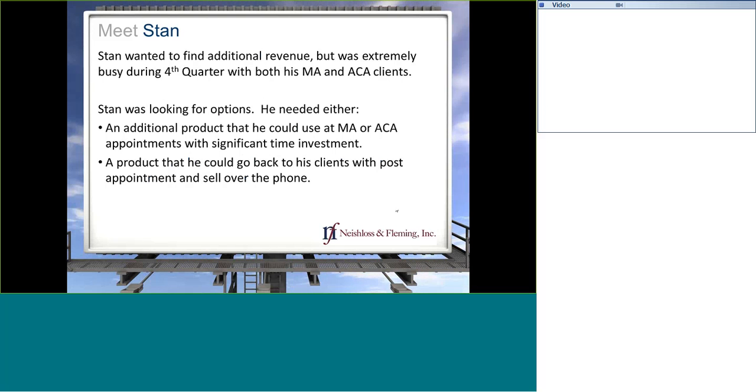Now, those of you that work in either Medicare Advantage or with the under-65 medical market know that this time of year, fourth quarter, is incredibly stressful. The Medicare Advantage enrollment period just ended. Those of you that work with the major medical products know that this is still going on. So there are a lot of folks who are looking for ways to go back to those consumers in January, February, all the way through September, and try to position products with them after the fact. So Stan was looking for something he could use in either of those two scenarios.